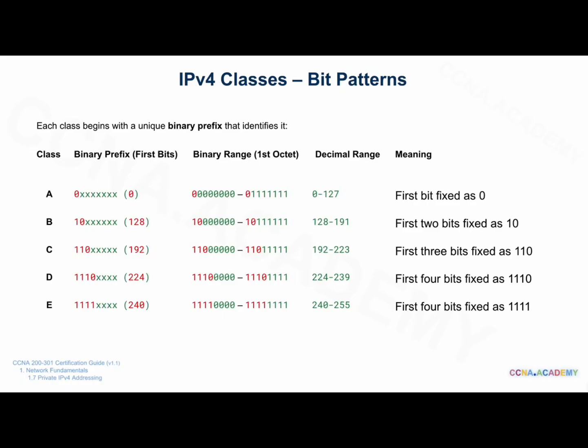Each IPv4 class starts with a unique binary prefix that defines its range. Class A begins with a 0, covering 0 to 127. Class B starts with 10, that's 128 to 191. Class C uses 110, or 192 to 223. Class D begins with 1110 for multicast, and Class E with 1111 for experimental use. So those leading bits decide the class and address range.